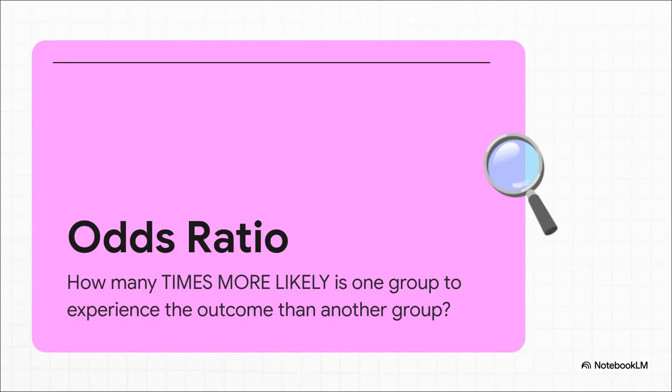And what about that gigantic number, 11.31? Well, that's the odds ratio, and it's answering a very specific and I think very powerful question of comparison. How many times more likely is one group to have a certain outcome than another? It's not about vague strength or prediction, it's a head-to-head comparison.